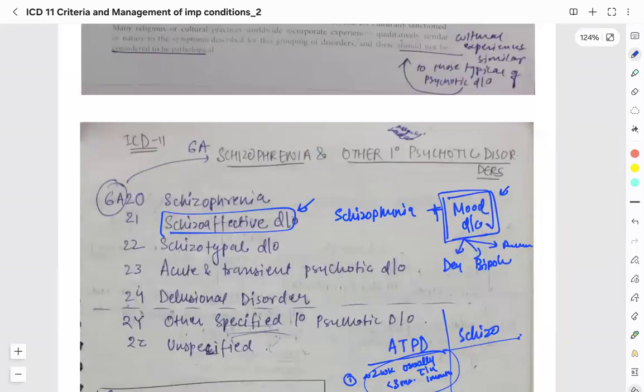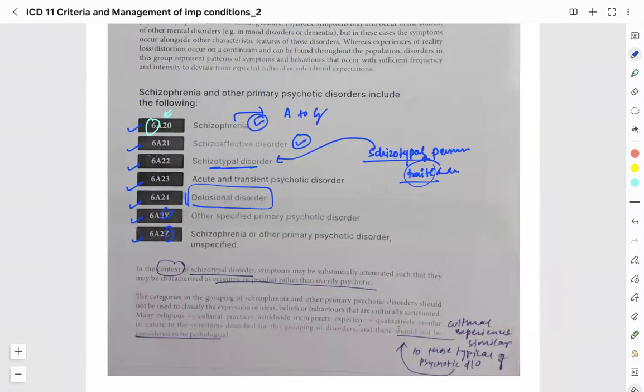Now, next up, we have delusional disorder. Can anyone tell what they know about delusional disorder? Let's ask about the differences here so that it will be easier to differentiate between a delusional disorder and a schizophrenia or ATPD.